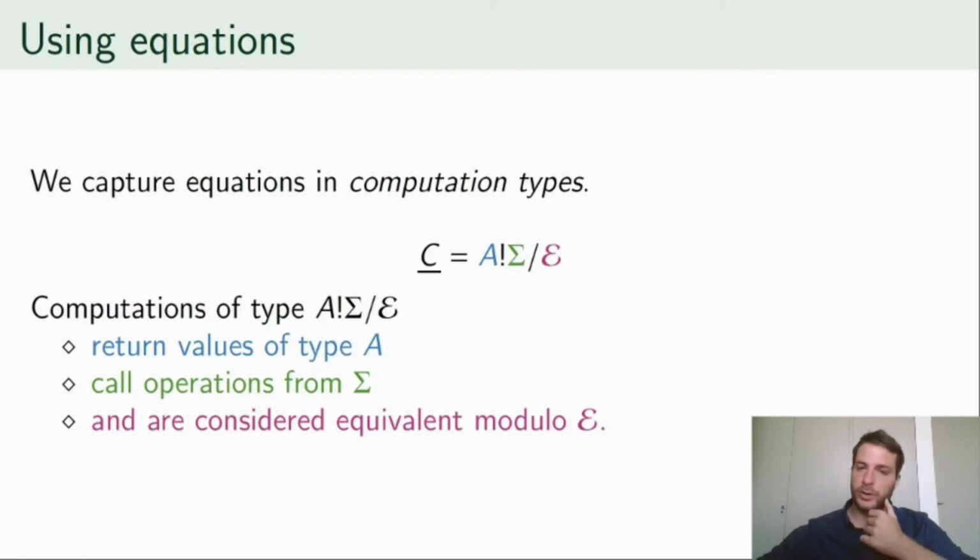This is where our work comes in. We transition to local theories by packing equations into computation types instead. A computation type now states the type of return values, the names and types of operations that may be called, and the equational theory. At this type, all computations are considered equivalent modulo the equations E.